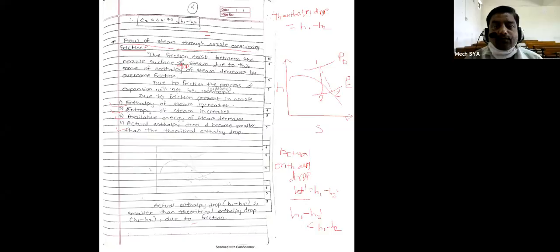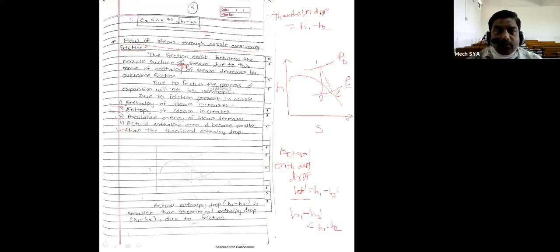Then, flow of steam considering the friction. We are considering friction, so what is the actual expansion of steam through the nozzle? Here it is not going to be isentropic, because of the friction the process will become irreversible. Isentropic means reversible adiabatic, so the process will not be reversible. Because of the friction, it is irreversible, and in an irreversible process, entropy always goes on increasing.